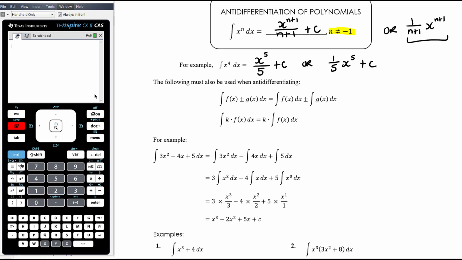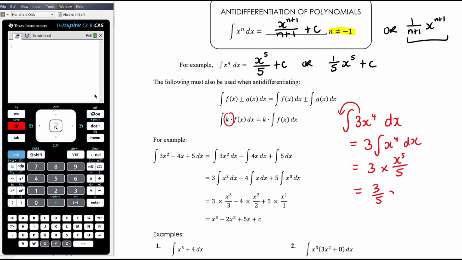The next key thing is that if we're integrating a number times f of x, so that could be as simple as 3 times x to the power of 4 with respect to x, this number doesn't have any impact on how we anti-differentiate. We're still just anti-differentiating x to the power of 4, and we're multiplying that by 3 after we've done that antiderivative. So we can essentially take that 3 out of the integral: it's 3 times the integral of x to the power of 4, so it is 3 times x to the power of 5 on 5, which means 3/5 times x to the power of 5, or we can write it as 3x to the 5 on 5, same thing, okay?